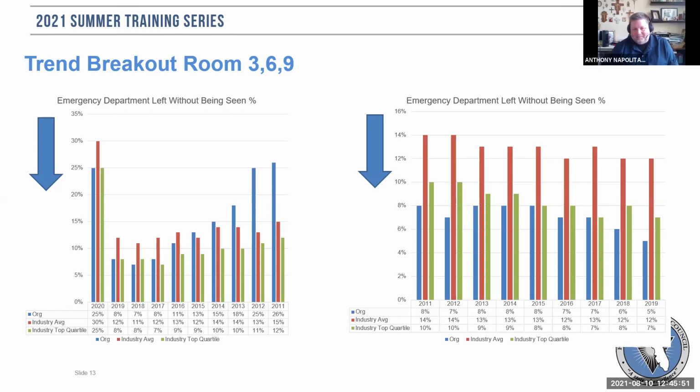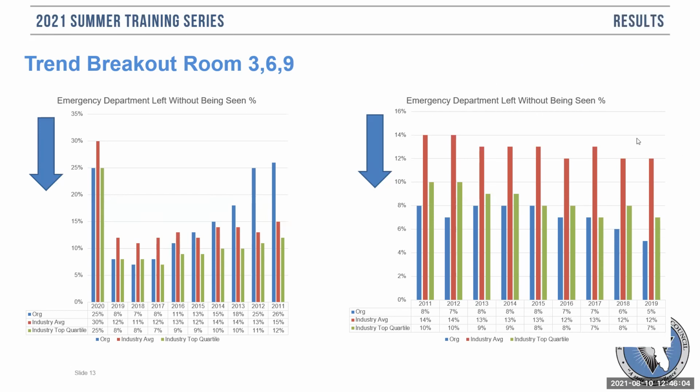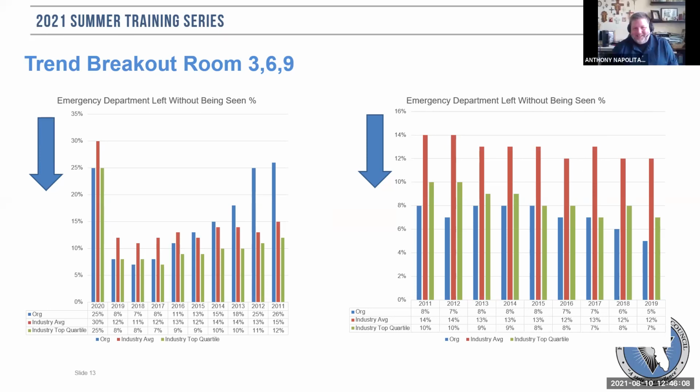So my question is, if you're below, in this case below is better, if you're exceeding the industry top quartile, do you even need to show the industry average? No. It just gets in the way, doesn't it? It does. Yeah.